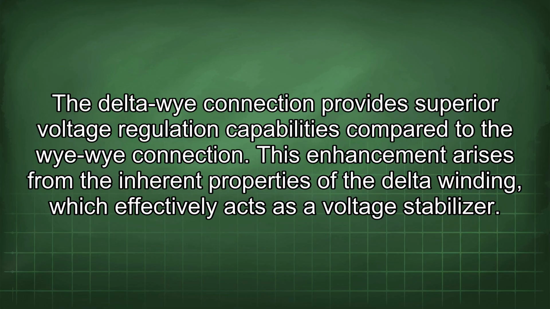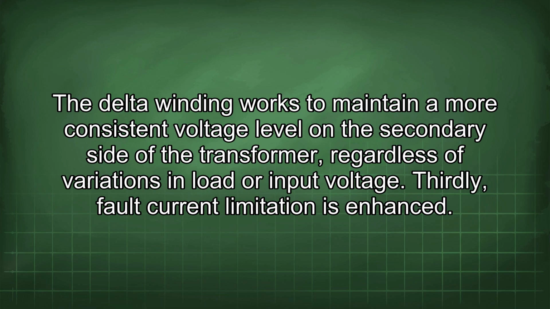This enhancement arises from the inherent properties of the delta winding, which effectively acts as a voltage stabilizer. The delta winding works to maintain a more consistent voltage level on the secondary side of the transformer, regardless of variations in load or input voltage. Thirdly, fault current limitation is enhanced.